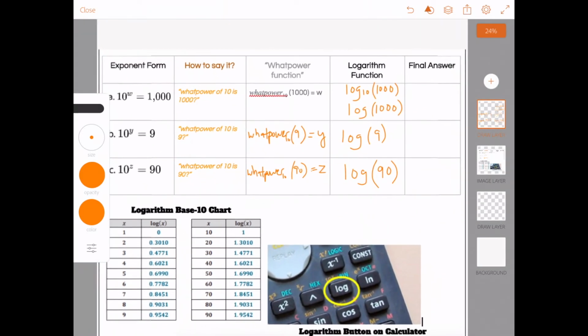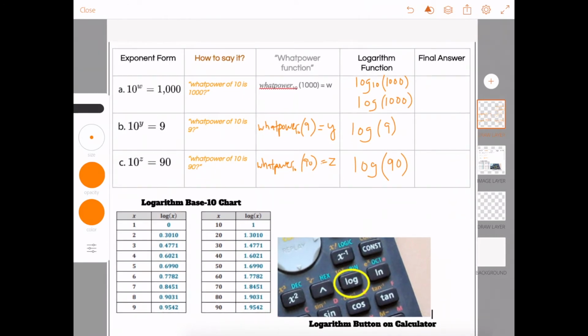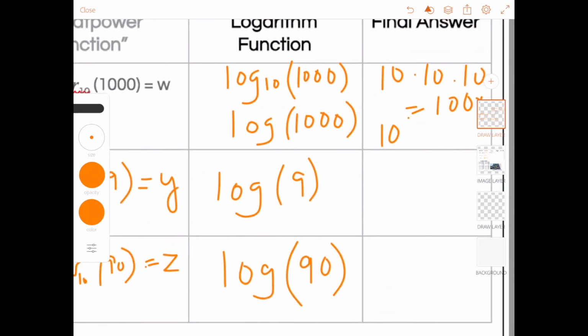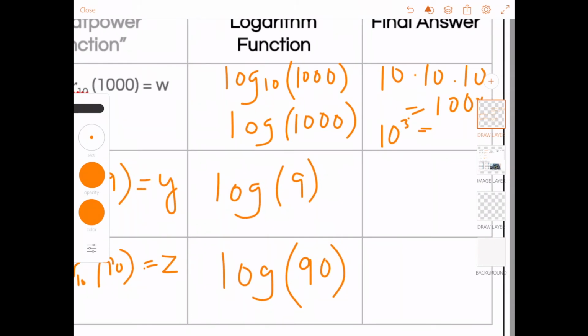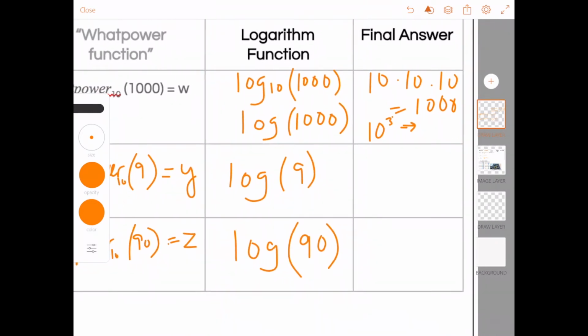So problem A is sort of the easy problem to help you understand what we're doing here. We know that 10 to the power of 3 equals 1,000. We know that if you multiply 10 by 10 by 10, you're going to get 1,000. That's something you should be able to figure out mentally, if not with a little work on paper. So putting together all of our work here, we can say that log base 10 of 1,000 is 3, because you have to multiply 10 by itself 3 times in order to get 1,000. So we get w equals 3.